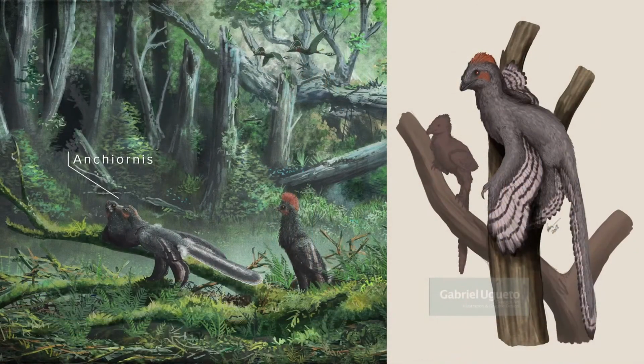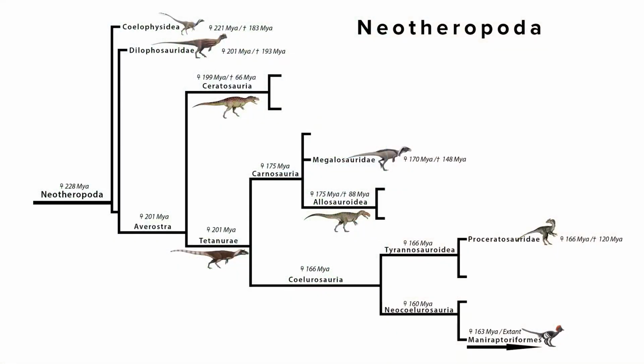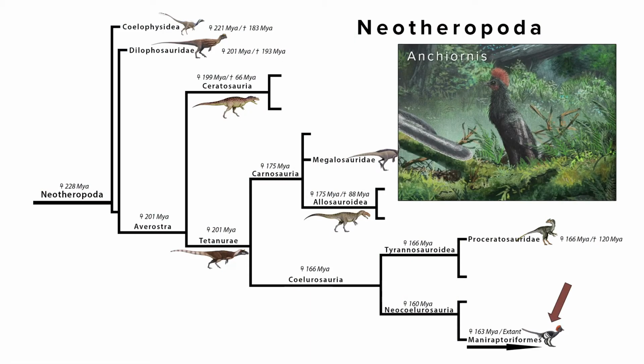But we'll start with something else, because I promised you today that we'll talk about the origins of birds, and it starts with this animal. It is called Anchiornis. Anchiornis is a member of a group called Maniraptoriforms. You can see this close relationship to Tyrannosaurs. Actually, they both belong to the group Coelurosauria. So Tyrannosaurs branch out first, Maniraptoriforms a little later.